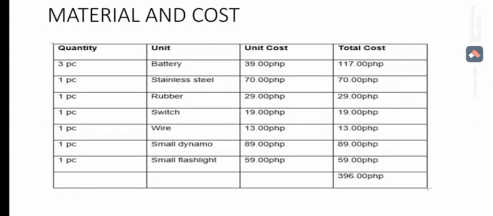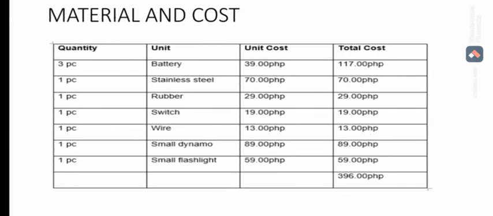Materials and cost. Three pieces of battery, unit cost 39 pesos per battery, and the total cost of the batteries is 117 pesos. One piece of stainless steel, unit cost 70 pesos, total cost 70 pesos. One piece of rubber, 29 pesos unit cost and 29 pesos total cost. One piece of switch, unit cost of 19 and a total cost of 19 also. One piece of wire, 13 pesos unit cost and 13 pesos total cost.